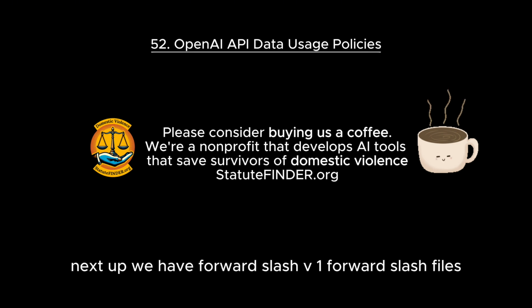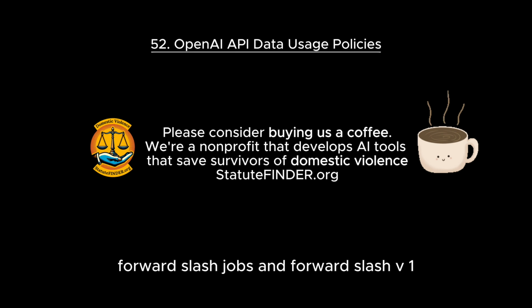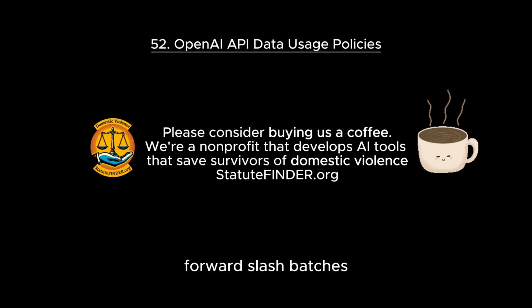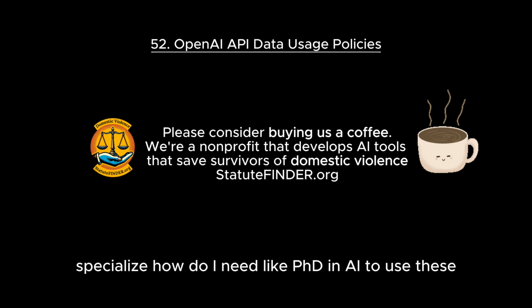Okay, what else is on the menu? Next up, we have /v1/files, /v1/fine_tuning/jobs, and /v1/batches. These are a bit different from the others because they're designed for more specialized tasks. Specialize how? Do I need like a PhD in AI to use these?